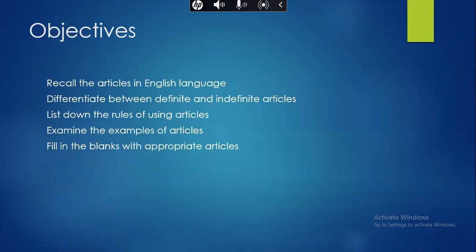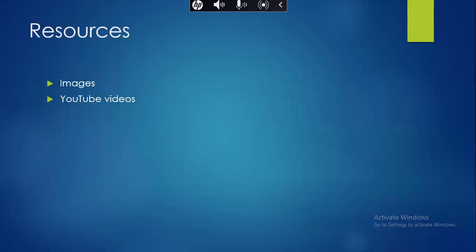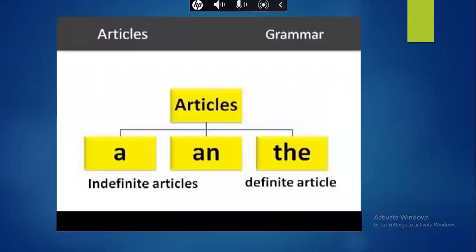The objectives of this lesson are to recall the articles in the English language, differentiate between definite and indefinite articles, list down the rules of using articles, examine the examples of articles, and fill in the blanks with appropriate articles. The resources I'm going to use are images and YouTube videos. Now, let's recall the articles first.